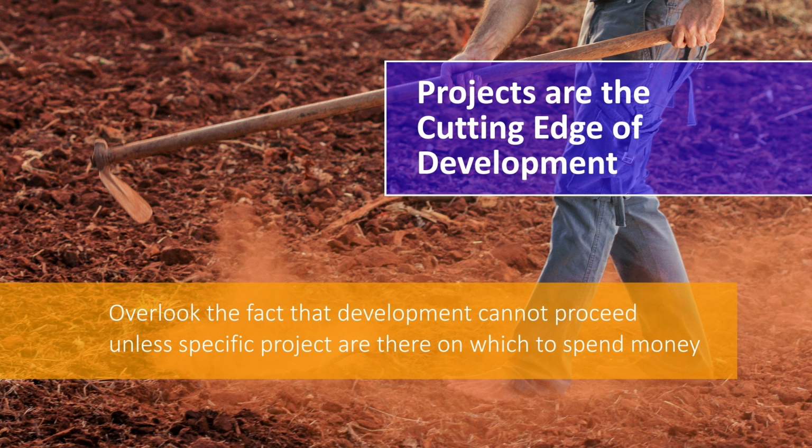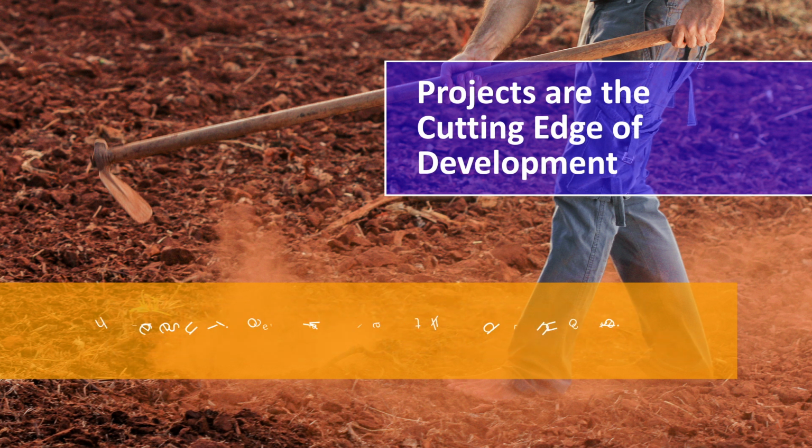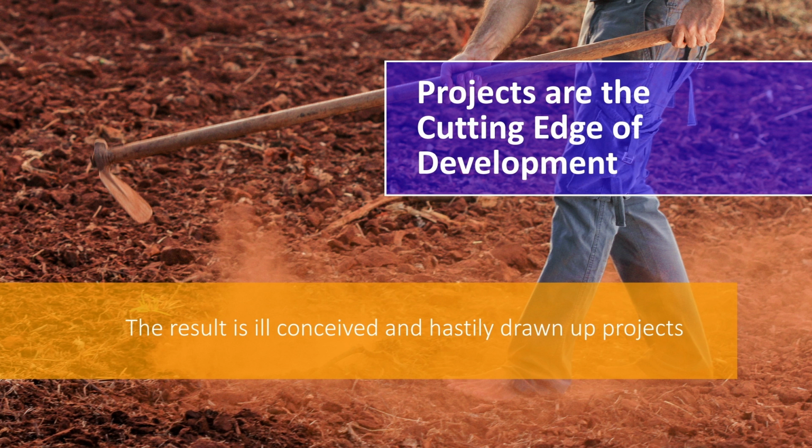They overlook the fact that programs or schemes are implemented through specific projects, which are very much required to get the desired output. So the result, when we don't have a proper, suitable project, is ill-conceived and hastily drawn up projects. That's why projects are very important, and the basic information for development programs and for the implementation aspect is provided through projects.